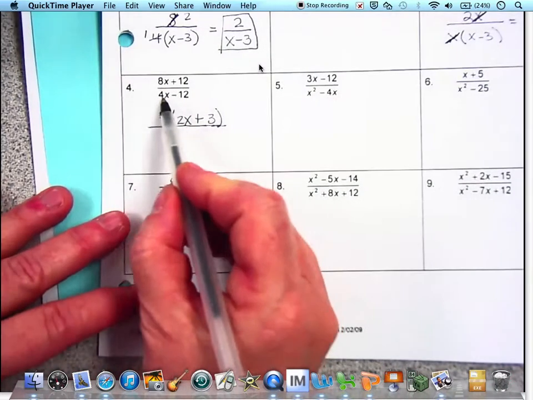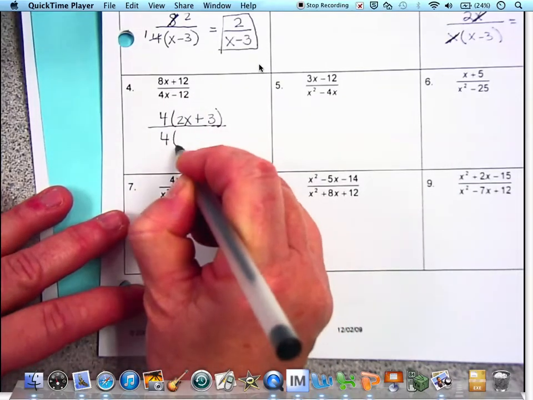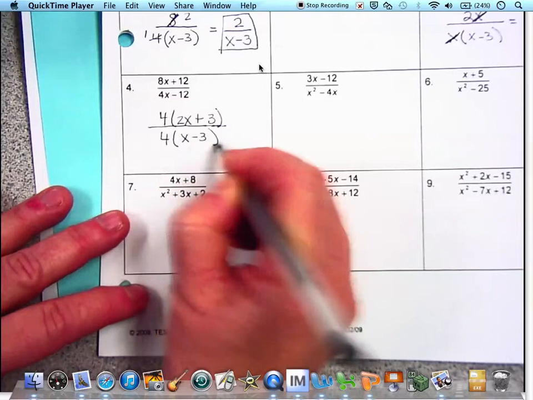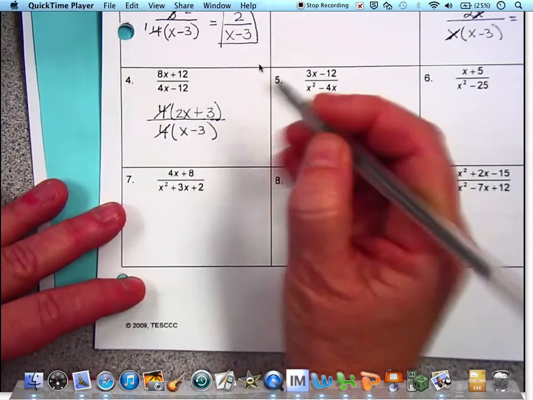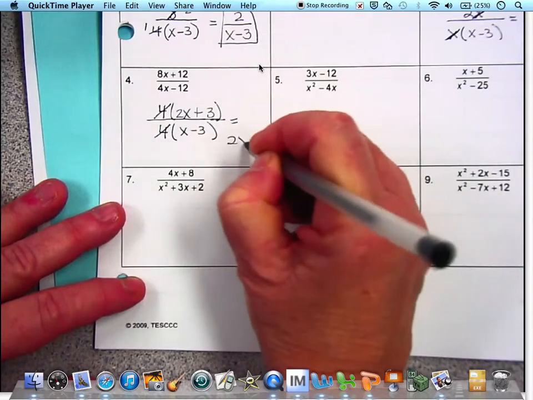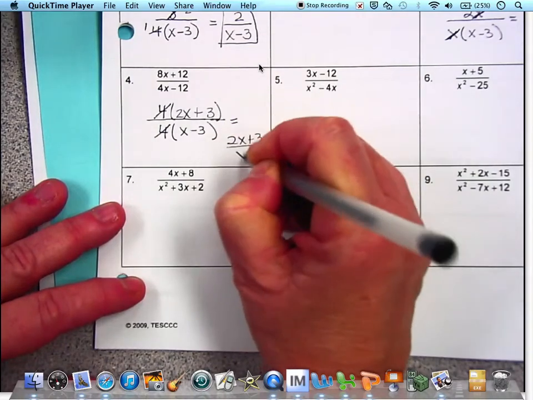Okay, and then down here, what can you factor out down here? 4, then x parentheses minus 3. x minus 3. And so the 4's can cancel. They're not married. So it'll be 2x plus 3 over x minus 3.